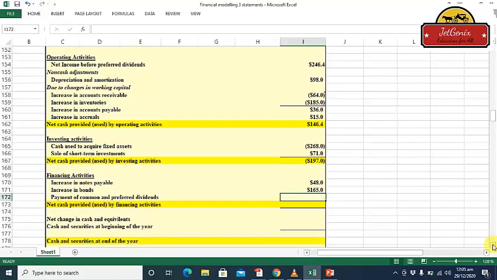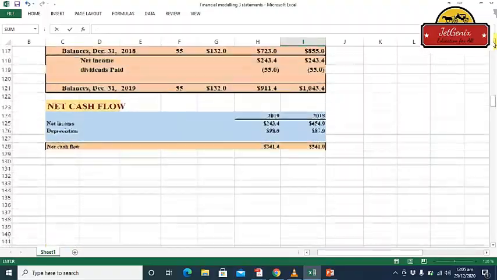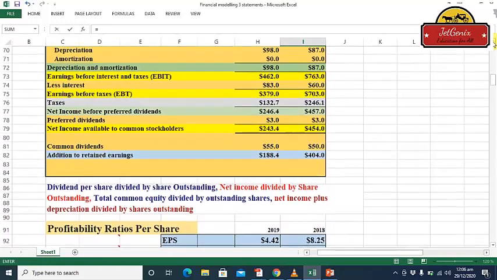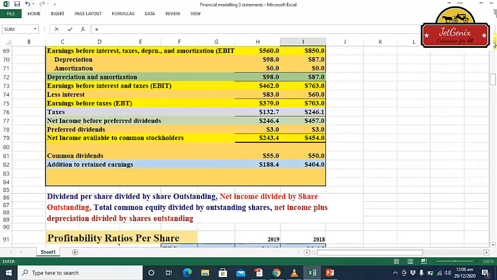Now we are going to calculate the payment of common and preferred dividends, which we find in the income statement. Scroll up to the income statement so that we can find the preferred dividend and common dividend. Here is the dividend: preferred dividend is here and the common dividend is here. We are going to add these two figures. Click preferred dividend, and plus this one.